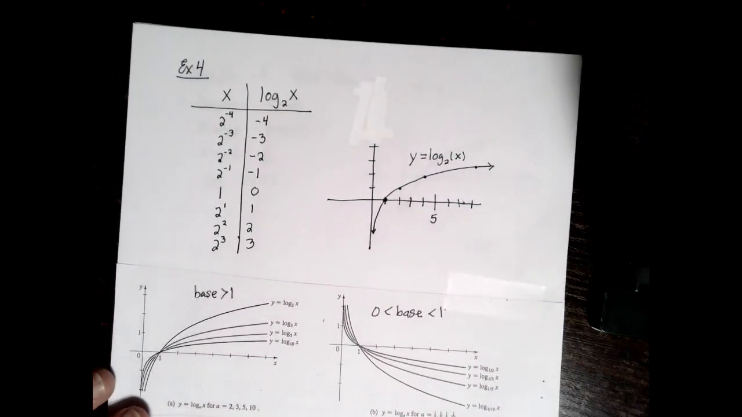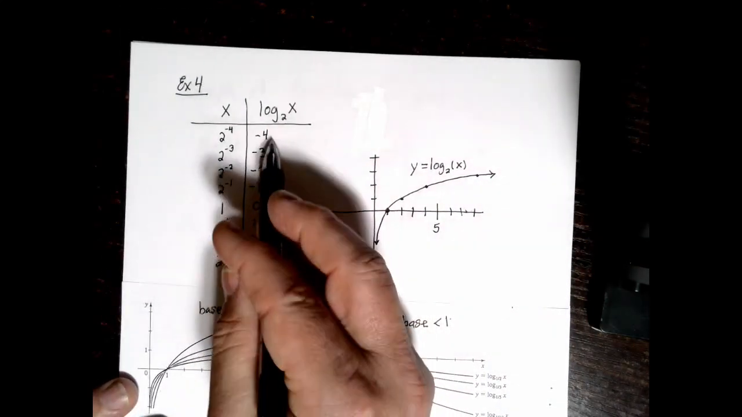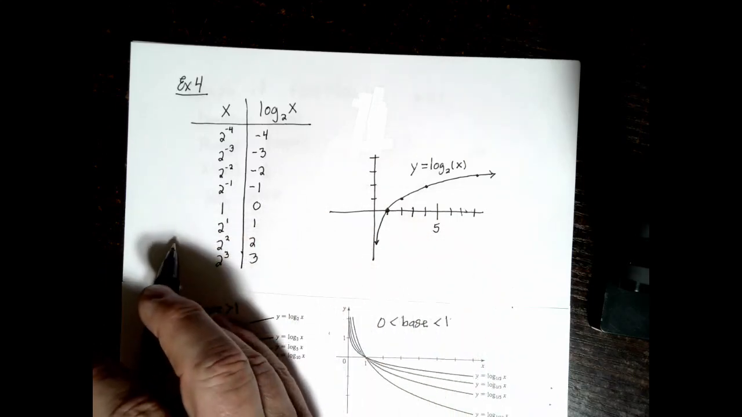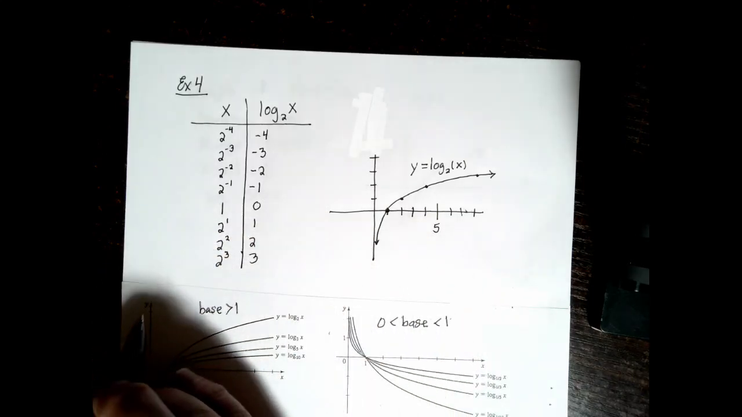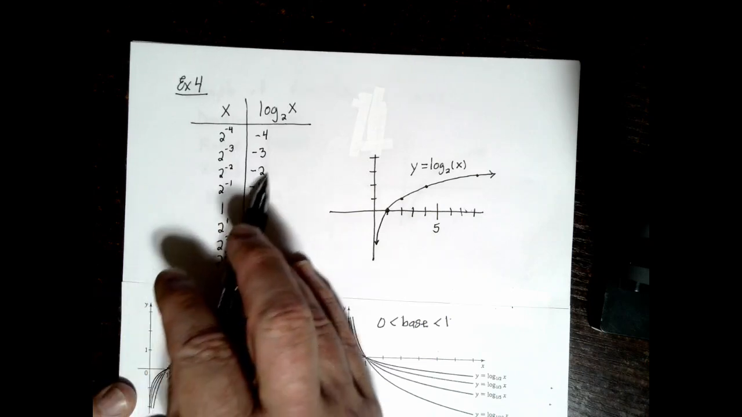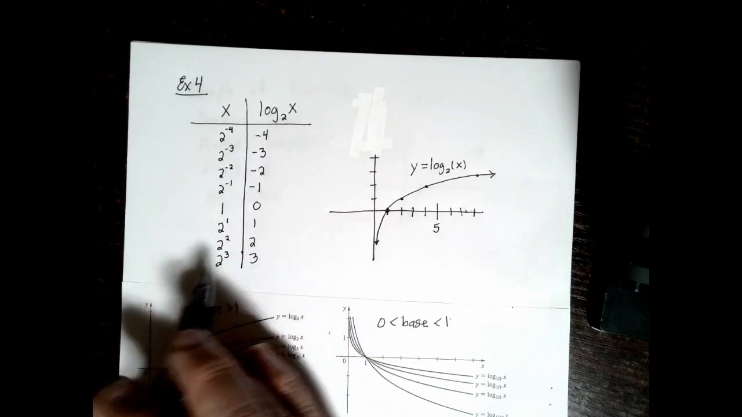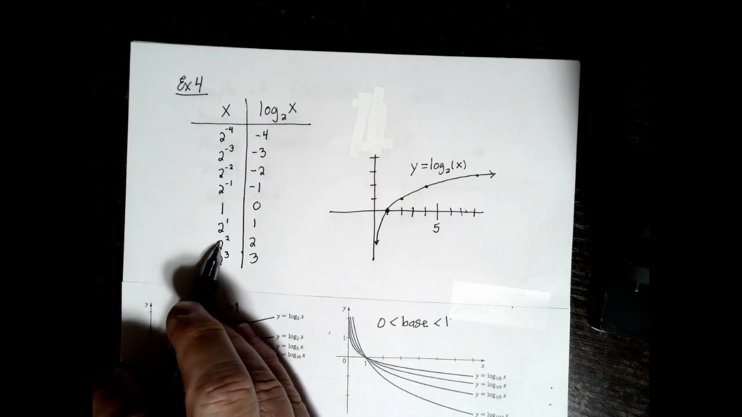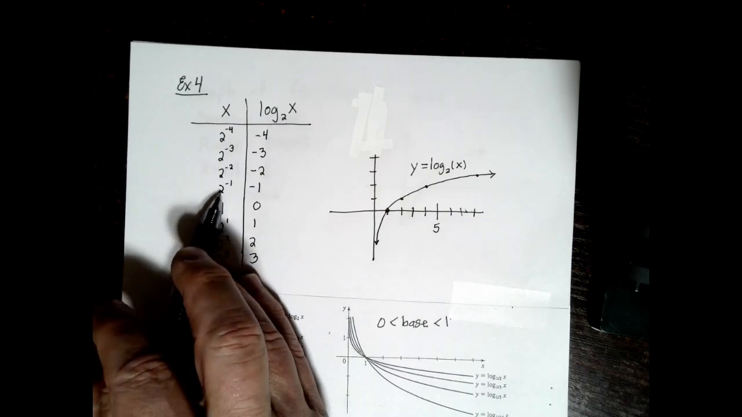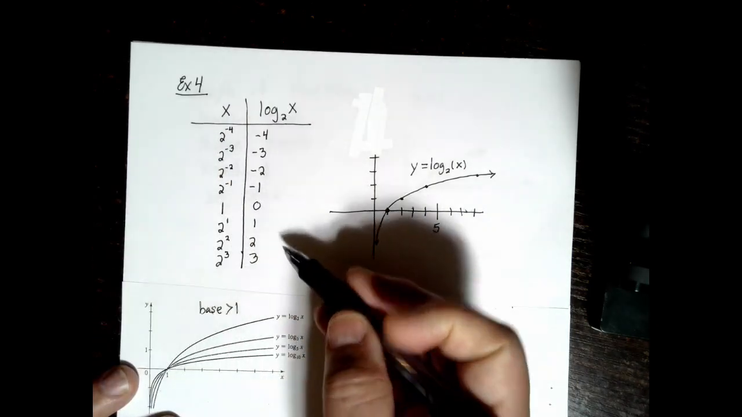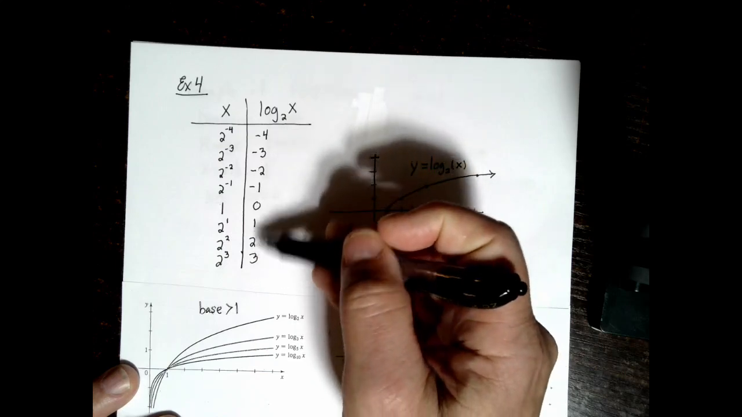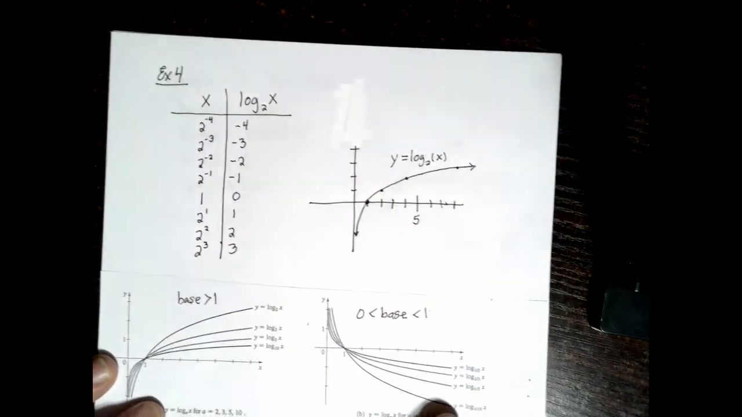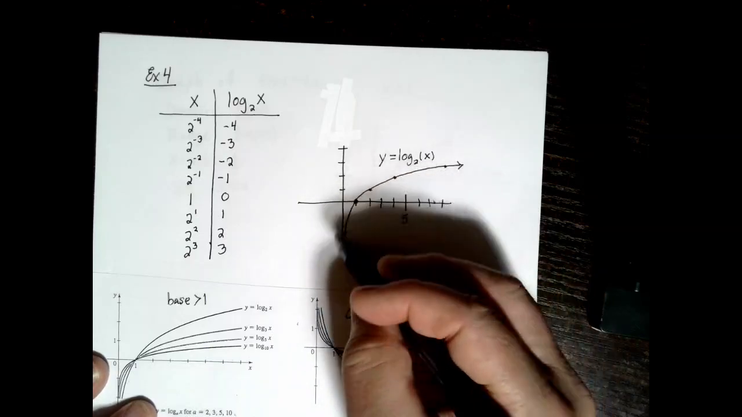Alright, so they ask you to graph it. And so you fill out a table. Now when you fill out a table, you remember if you let x be powers of 2, your log is just the exponent there. So if you let x be 2 to the third, 2 to the second, 2 to the first, 2 to the 0, all the way to 2 to the minus 4, then your y values are just from minus 4 to positive 3. It's whatever the exponent is. And when you graph that, you end up getting this.